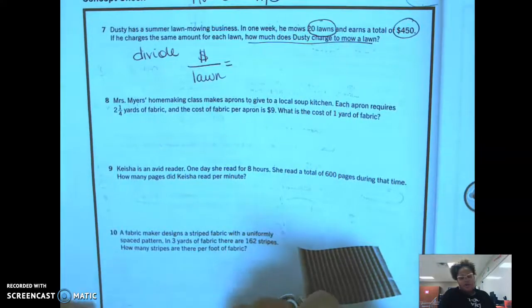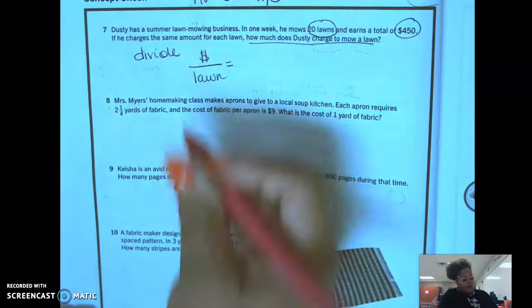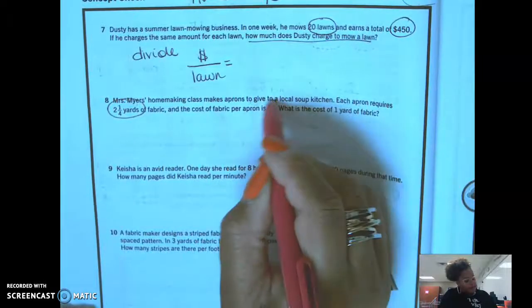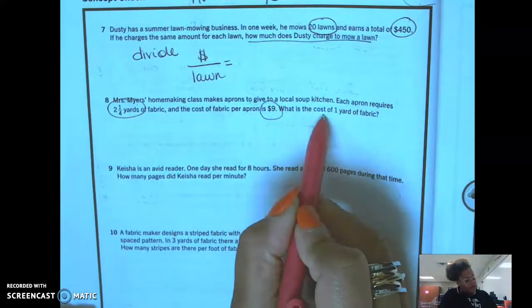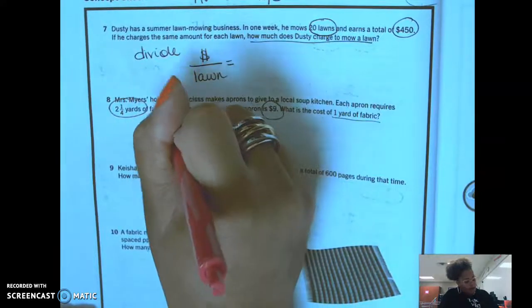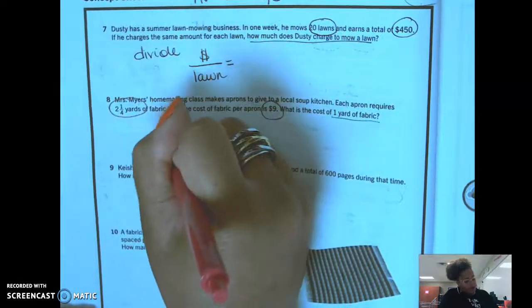Mrs. Meyer's homemaking class makes aprons to give to a local soup kitchen. Each apron requires 2 1/4 yards of fabric. And the cost of fabric per apron is $9. What is the cost of 1 yard of fabric? Cost per yard. Divide.